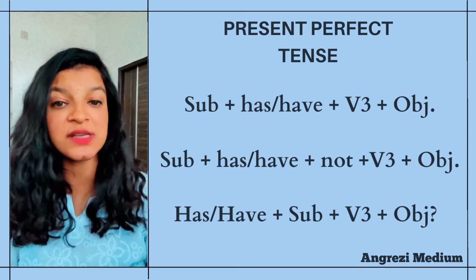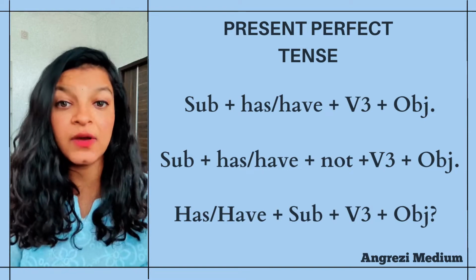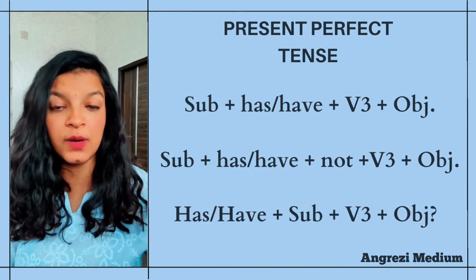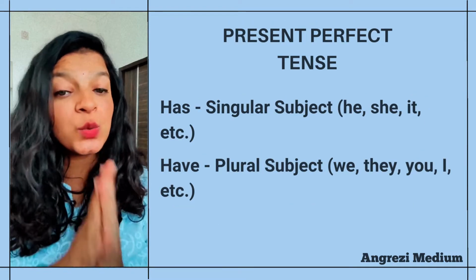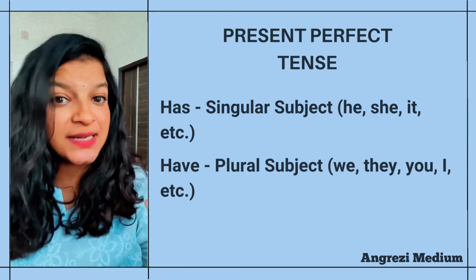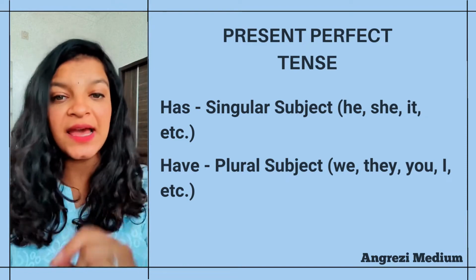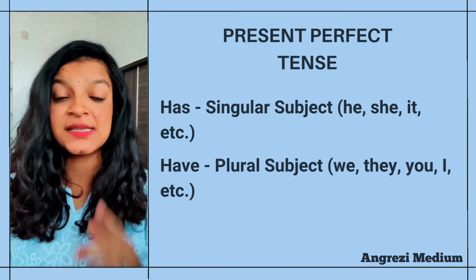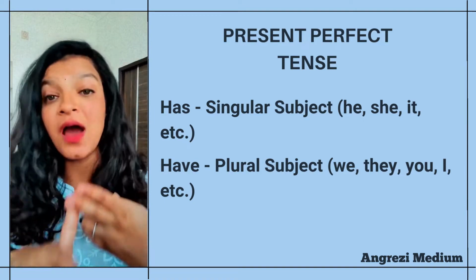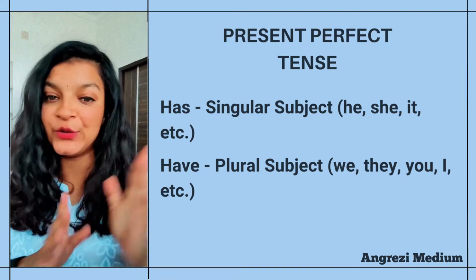So the structure goes somewhat like this: subject plus has, have plus the third form of verb and our object. Let's quickly revise the difference between has and have. So there's a very simple difference. We use has with singular subjects and have with plural subjects. I and you are exceptions. We use have with I and you.